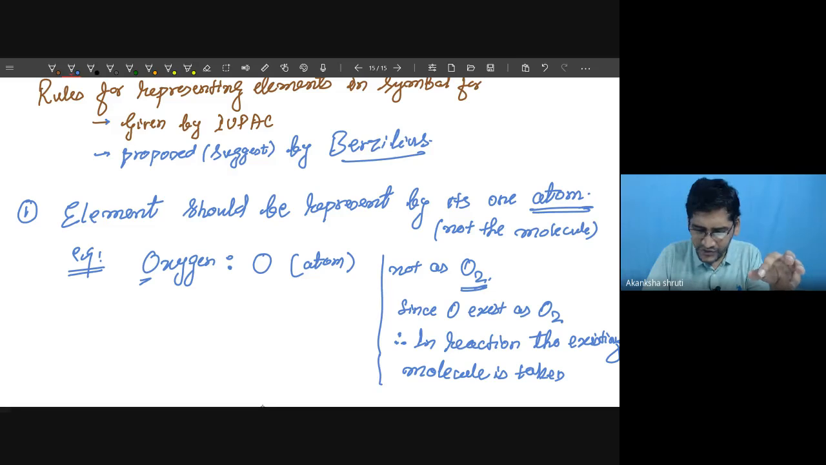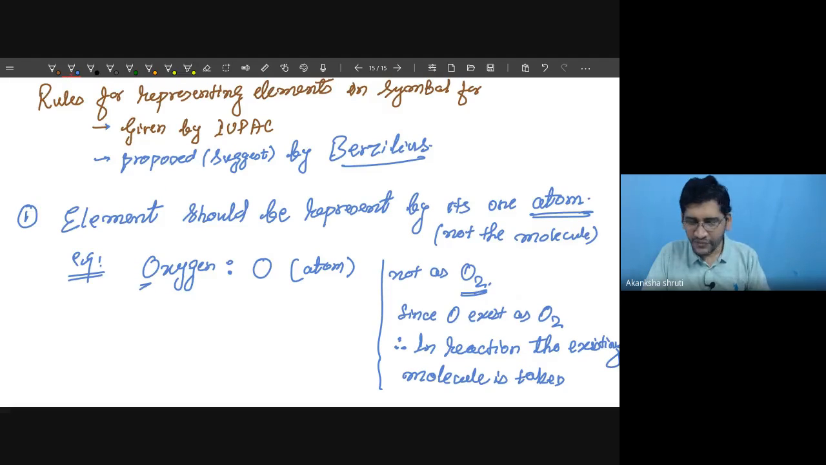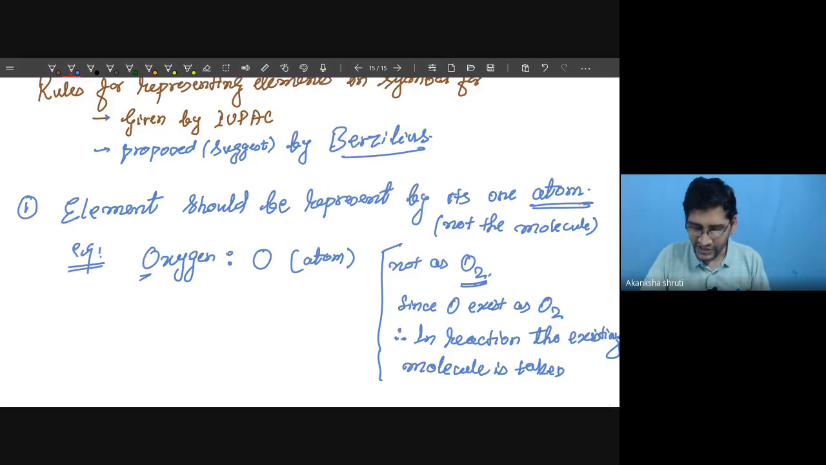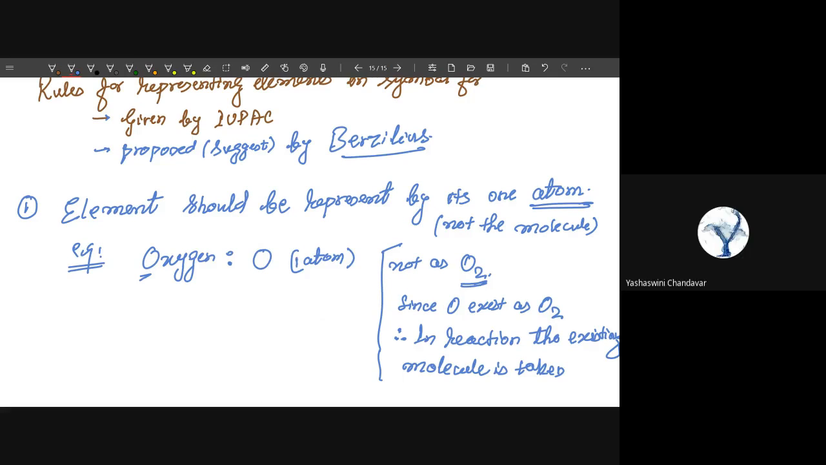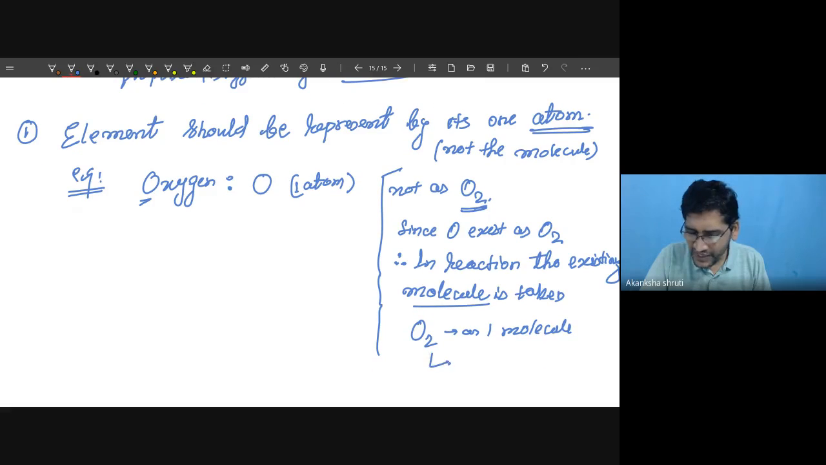So do not get confused that O2 is the symbol for oxygen. No, the symbol for oxygen is O. If you are denoting O2, it represents two atoms. Getting it now? So O2 is a molecule. O2 is one molecule, but how many atoms does it represent? Two atoms. Good. So students, the denotation for oxygen is O, not O2.